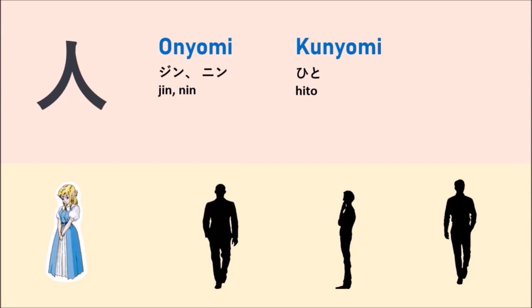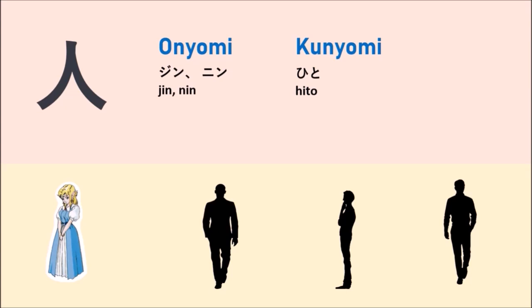The onyomi reading has two sounds: jin, nin. And the kunyomi has only one sound, hito. The kunyomi is from the original Japanese sound, and the onyomi is from the original Chinese sound.